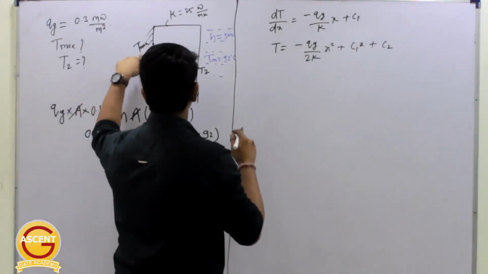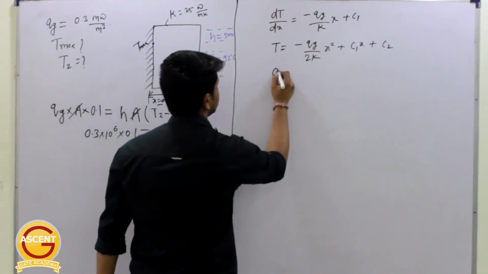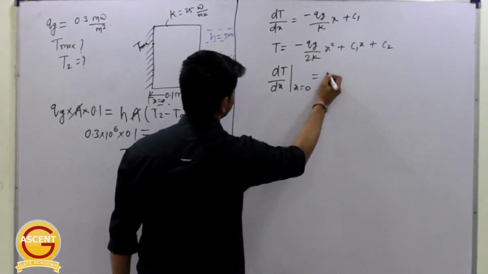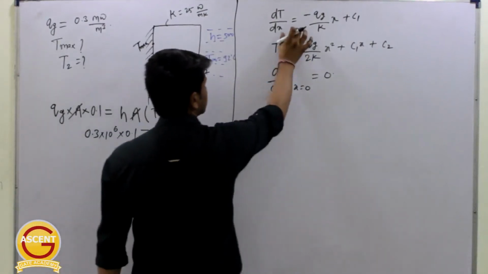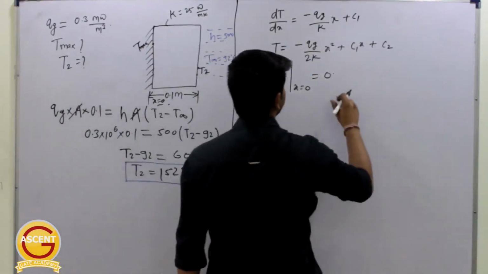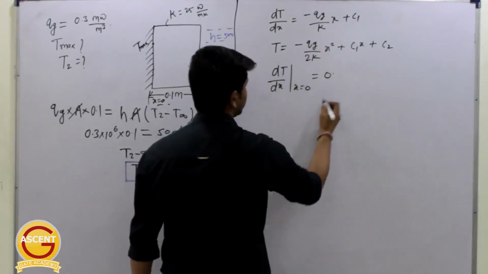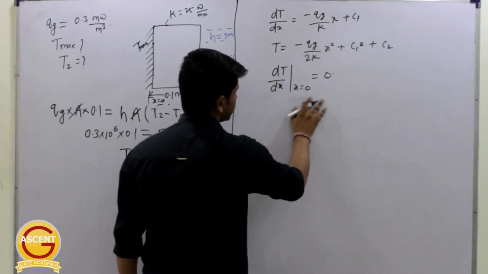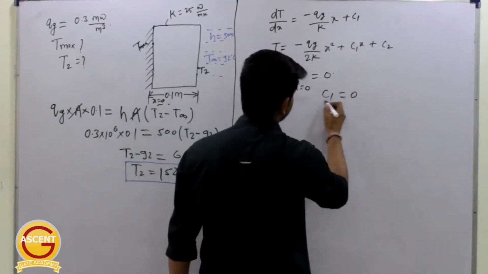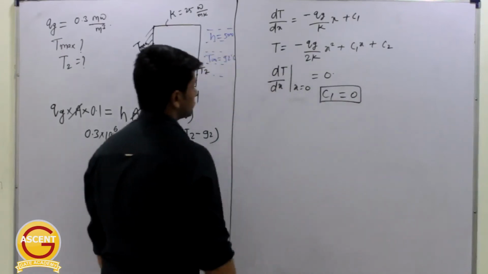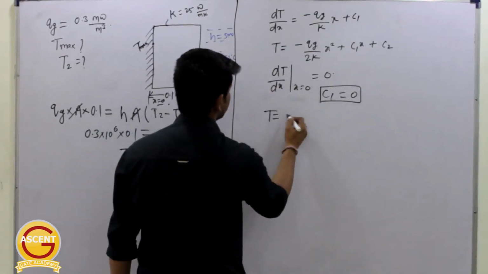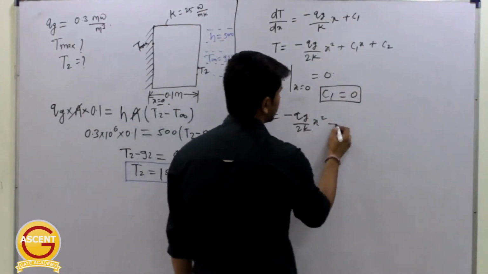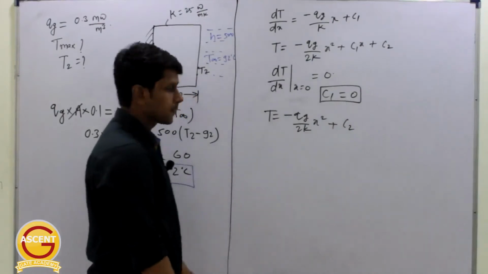So just the routine procedure that we have done, we have to repeat it again and we will get the answer. So dT/dx at x equal to 0 will be equal to 0. So put this value of dT/dx equal to 0, so what do we get? C1 will be equal to 0 because the term minus qg by k into x will become 0 because x is 0. So this temperature profile will become minus qg by 2k into x square, C1 we have got as 0, so plus C2.